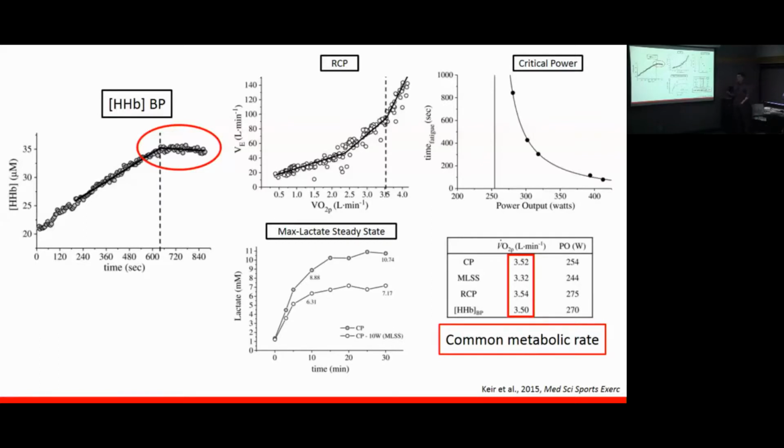However, the problem with the HHB breakpoint is that it's a relatively new index, and we didn't know if that was just by chance, or it was this occurrence, or it was like a consistent finding. So the first step that we undertook in my research was to see if this breakpoint was a repeatable measure.